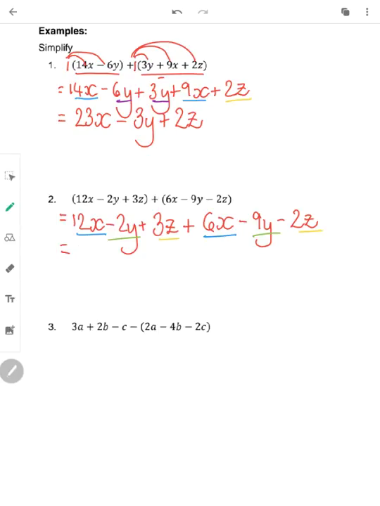And now we can put them together where possible. 12x and 6x all together gives you 18x. Then the y's, negative 2y, remember the signs in front of each. Negative 2y and negative 9y gives you negative 11y. And then the z terms would be 3 and negative 2. 3 minus 2 gives you positive 1z. I'm writing the positive 1 in for you until you're used to the convention that we don't write 1 in front of the variable if the coefficient happens to be 1, or positive 1.